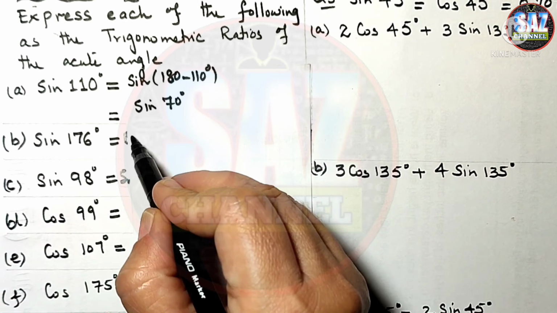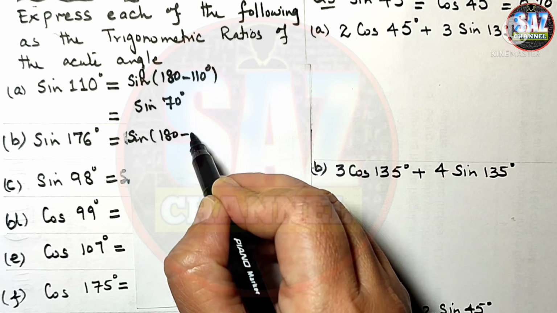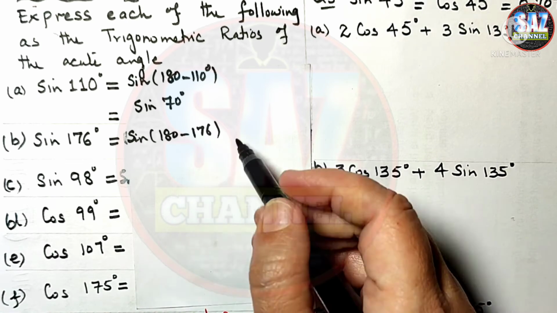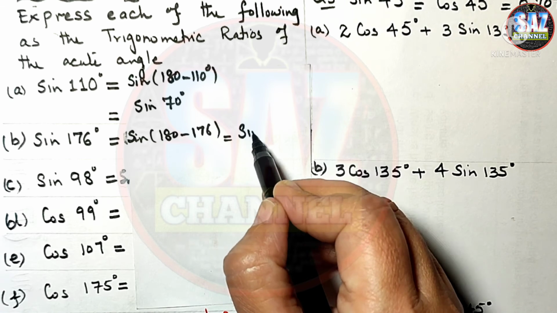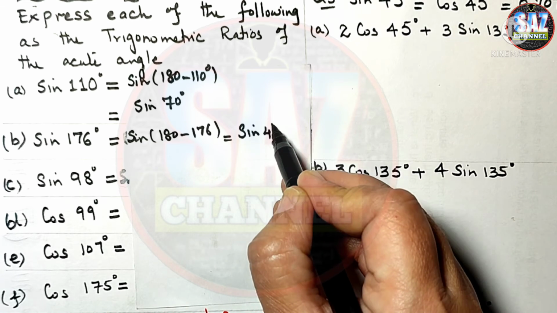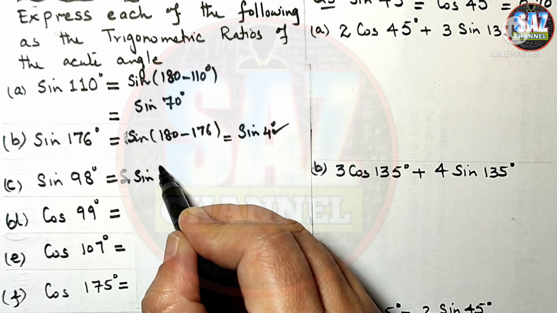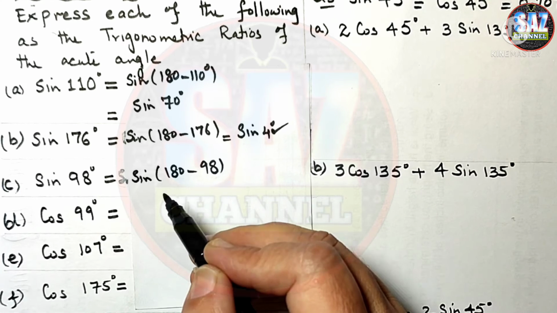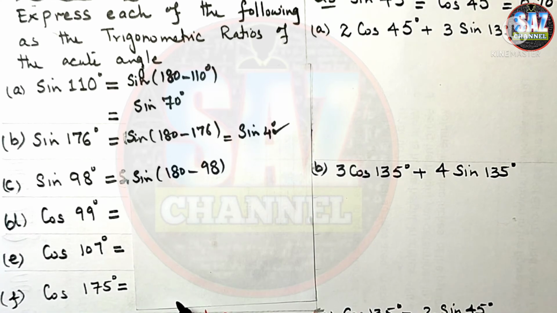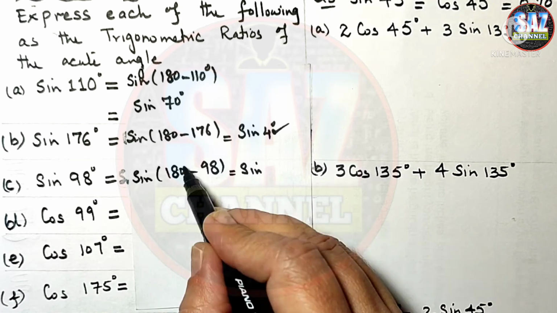Then coming to sine 176 degrees, this will be equal to sine of 180 minus 176, which gives me sine 4 degrees. Coming to sine 98, it will be equal to sine of 180 minus 98, and 180 minus 98 will give me sine 82 degrees.